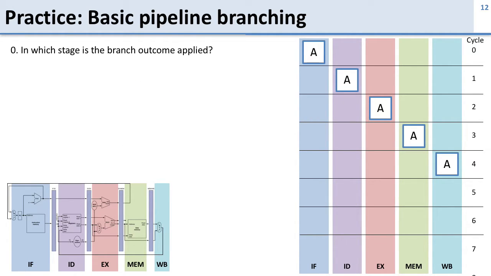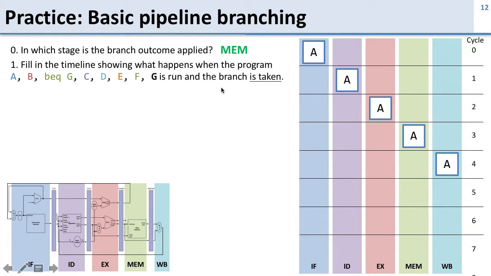Okay, so in which stage is the branch output applied? Well, we can see here that it's applied in the memory stage. We take the results from the pipeline register and we apply them for the next thing, so memory. Now let's go ahead and fill in the timeline of what happens with the program. Here we can see the program's already filled in.